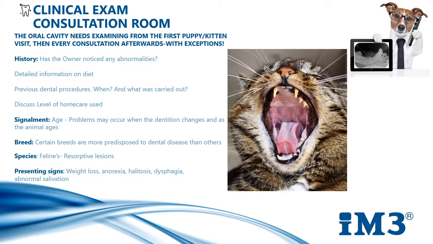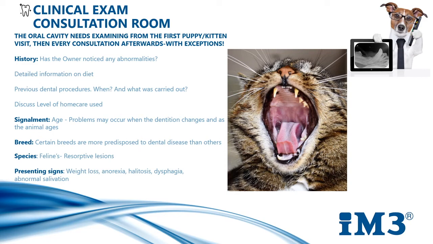Signalment. Look out for any developmental problems, formation abnormalities or eruption problems. Problems may also occur when the dentition changes as the animal ages. Breeds. Certain breeds are more predisposed to dental disease than others. For example, our brachycephalic breeds and small breeds are more likely to develop significant oral disease earlier due to overcrowding and the physical shape of the head.